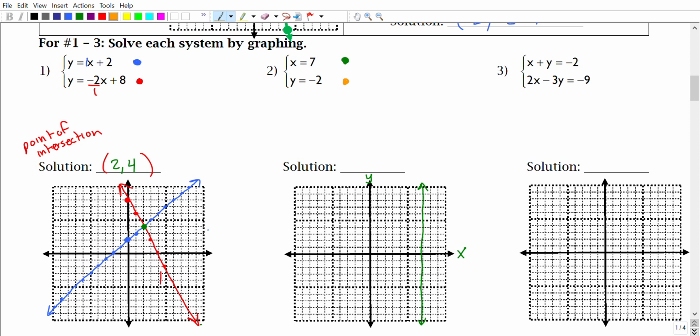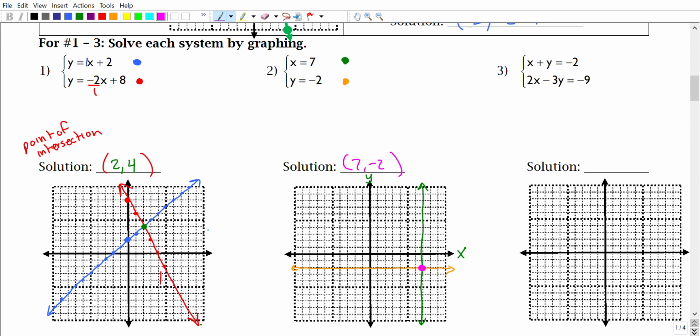Okay. And this next one is y equals negative 2. So we need a line that crosses the y-axis. Well, that happens with horizontal lines. So I'm going to draw my horizontal line here at y equals negative 2. All right. Now I need my intersection point. It's right there. So my solution is 7 comma negative 2. All right. So hope we're getting the hang of it.